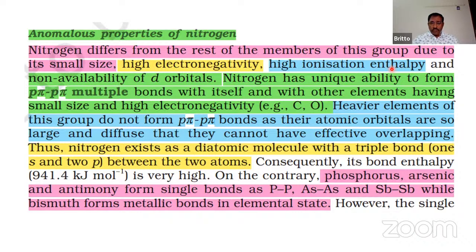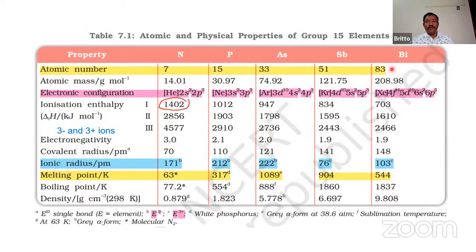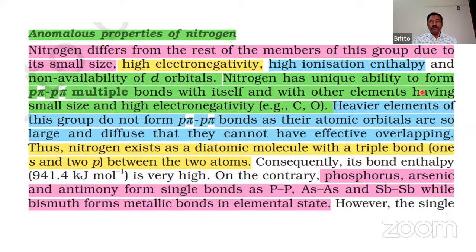are large and diffuse. So effective overlapping is not possible. Statement problems can come from this, so keep that in mind. If you look at the electronic configuration of antimony, it is 5s2 5p6, and for bismuth, 6s2 6p6. The 5p and 6p orbitals are very large and diffused. So effective overlapping is not possible, and they cannot form p-pi bonds.